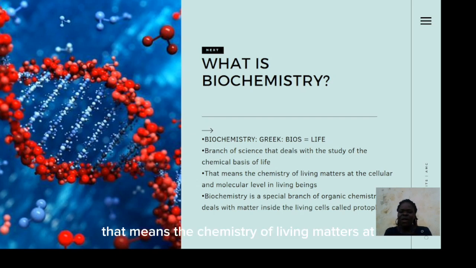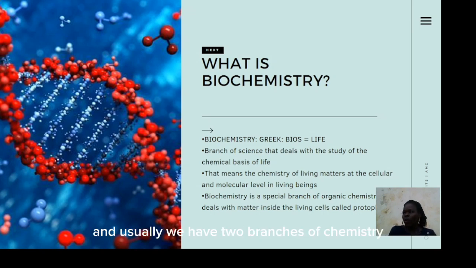That means the chemistry of living matter at the cellular and molecular level in living beings. So we are talking about the chemistry at the molecular and cellular level. Biochemistry is a special branch of organic chemistry that deals with matter inside the living cells called the protoplasm. So basically that is biochemistry.